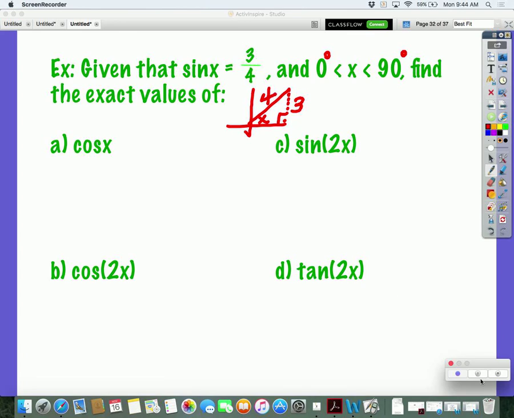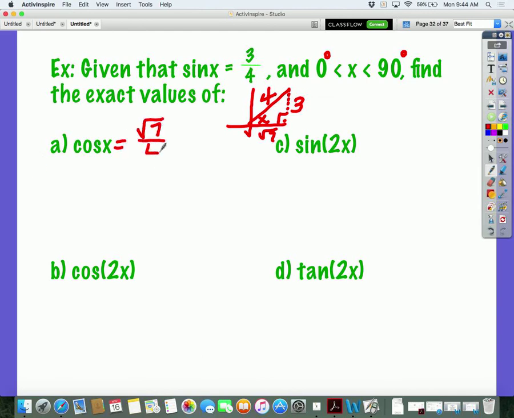So find that other side. So use the Pythagorean theorem. What did you guys get for that side? Yes? Square root of 7. So then you can use what you know about cosine being what over what? Adjacent over hypotenuse to find out that cosine of x equals square root of 7 over 4. Okay? That's one way. That's using trig here.